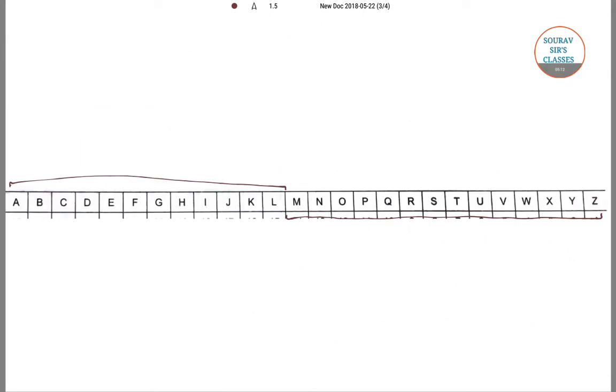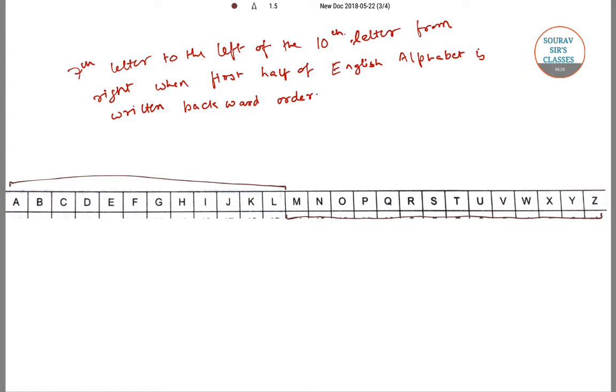Now sometimes half of the letters can be said to be written in backward order. For example, find the 7th letter to the left of the 10th letter from the right when the first half of the English alphabet is written in backward order. Since it is the 7th letter to the left of the 10th letter from the right, we have to find 10 plus 7, which is the 17th letter from the right.